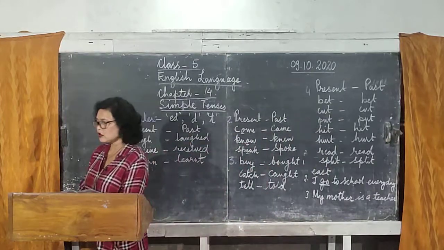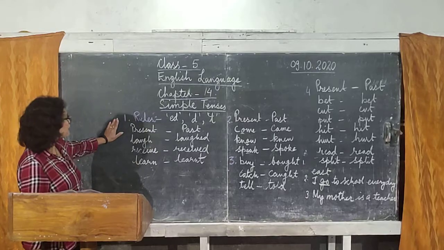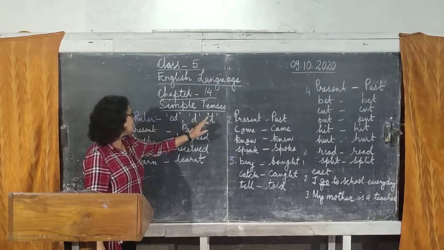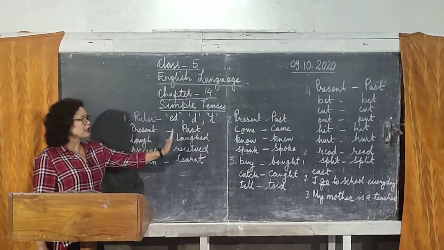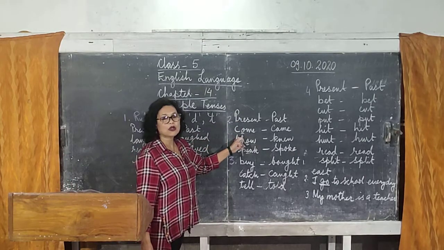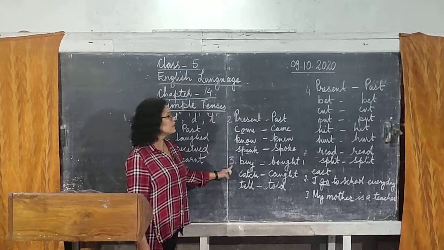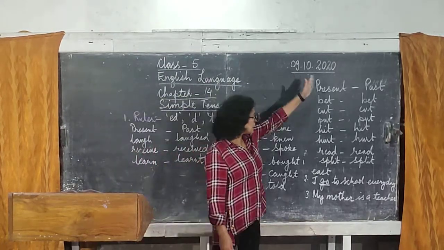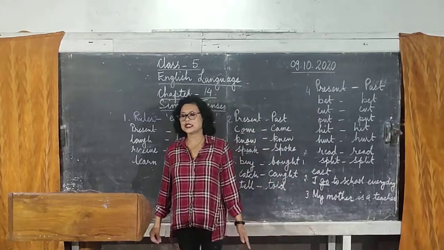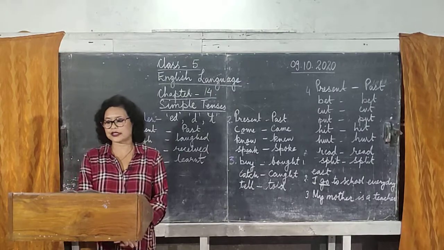Okay, children? So, these are the rules. First one, by adding ed, d, t to the present tense, it becomes past tense. Second, they change by the change of a vowel, the inside vowel. Number 3, change differently. Number 4, these verbs do not change at all. And I hope you have understood the formation of the tenses.